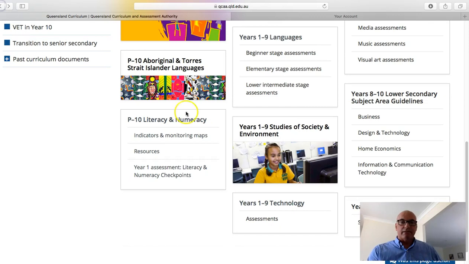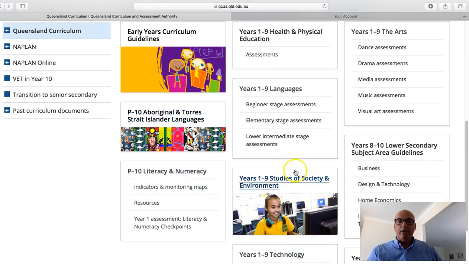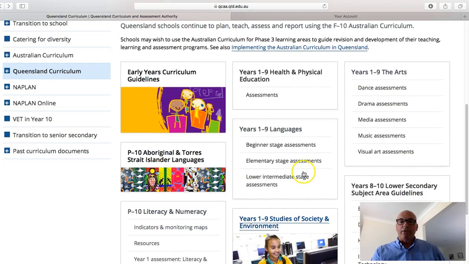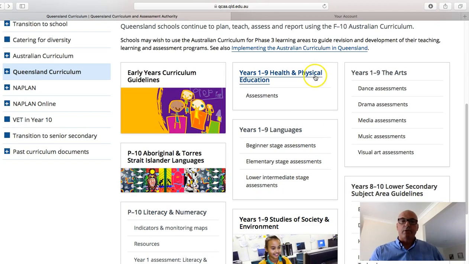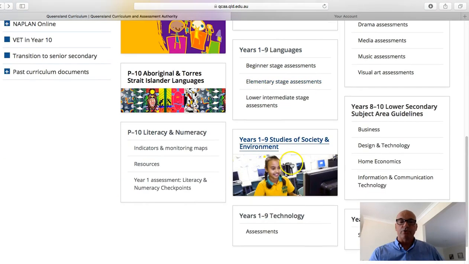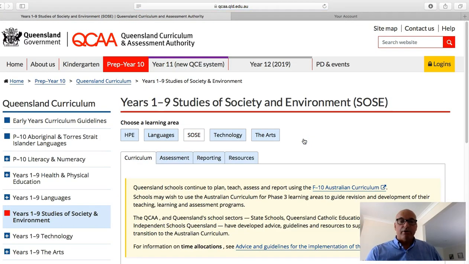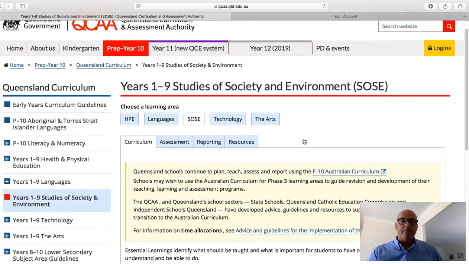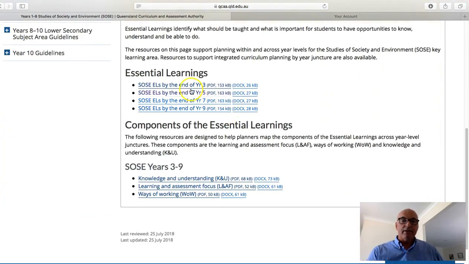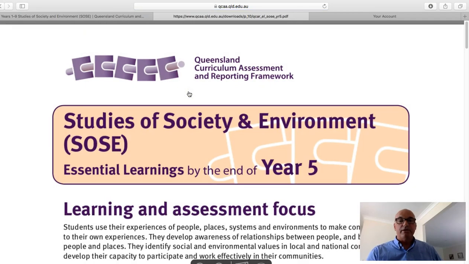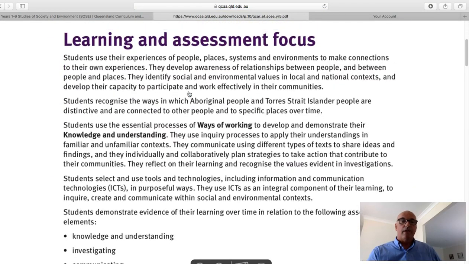Just going back to that page there for the Queensland curriculum, let's take a look now at the way that the other information is set up. For PE, for languages, for SOSE, technology as well, it's set up slightly differently. We have the essential learnings. So let's have a look at the essential learnings for Year 5 in SOSE. And this looks at the ways of working and the knowledge and understanding.